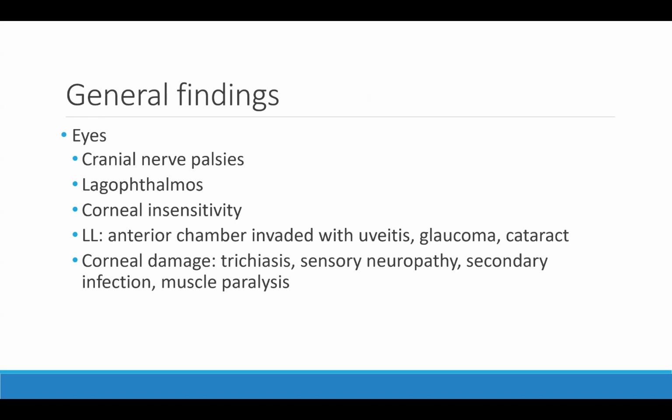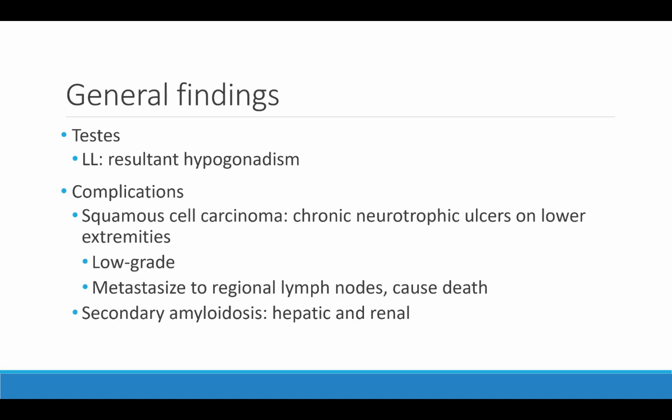In lepromatous leprosy, the anterior chamber may be invaded with uveitis, glaucoma, and cataract, while corneal damage can occur due to trichiasis, sensory neuropathy, secondary infection, and muscle paralysis. For the testes in lepromatous leprosy, they can have hypogonadism.